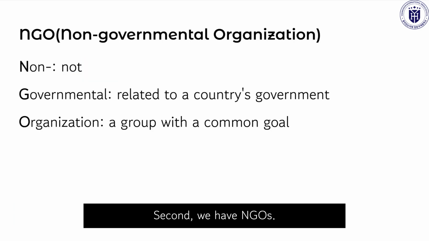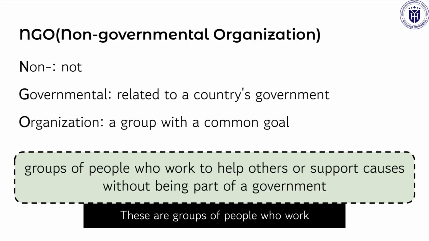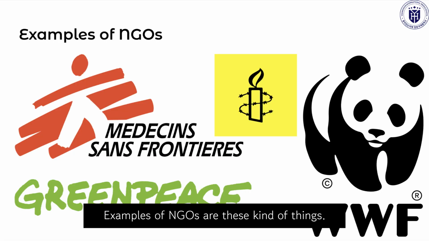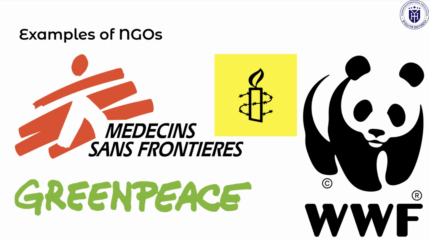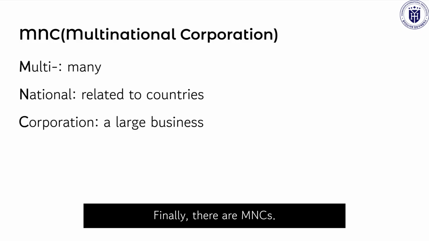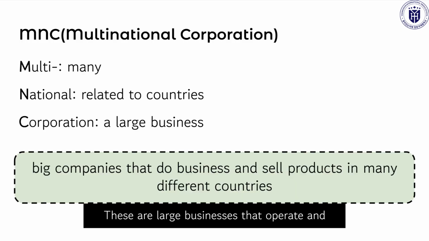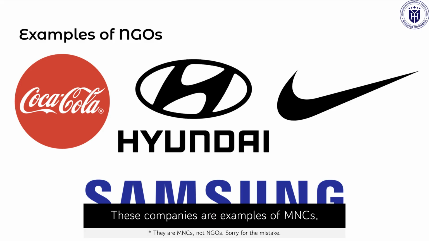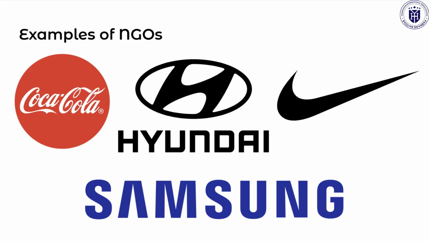Second, we have NGOs. These are groups of people who work to help others or support causes without being a part of government. Examples of NGOs are these kinds of things. Finally, there are MNCs. These are large businesses that operate and sell products in many different countries. These companies are examples of MNCs.